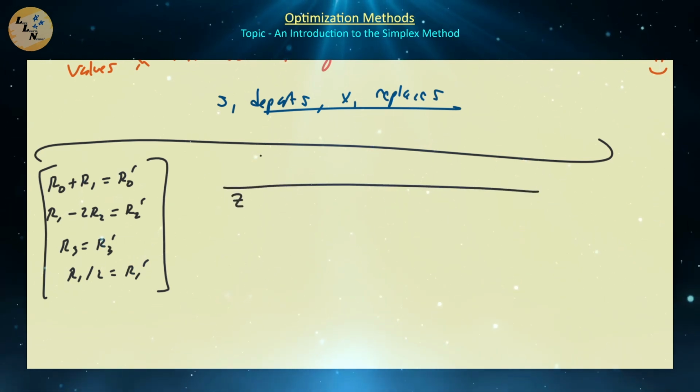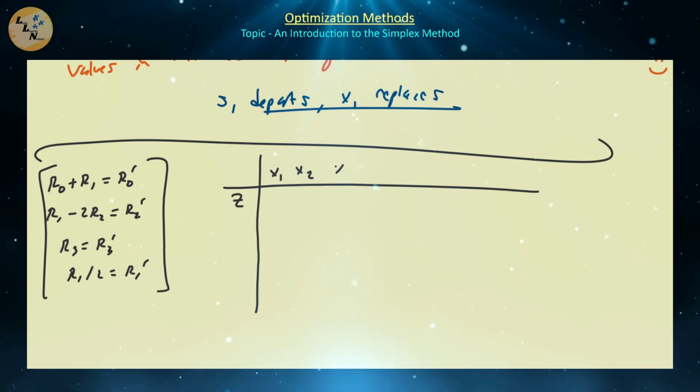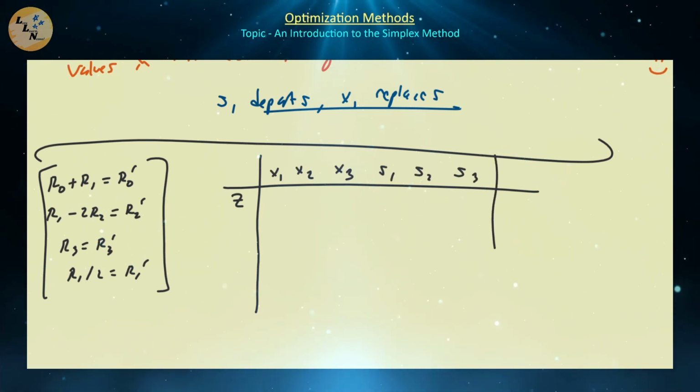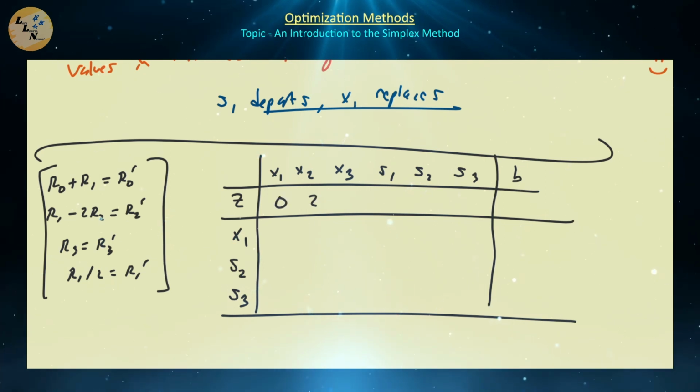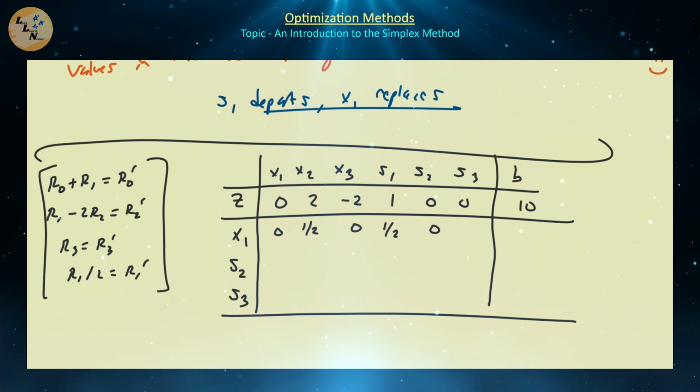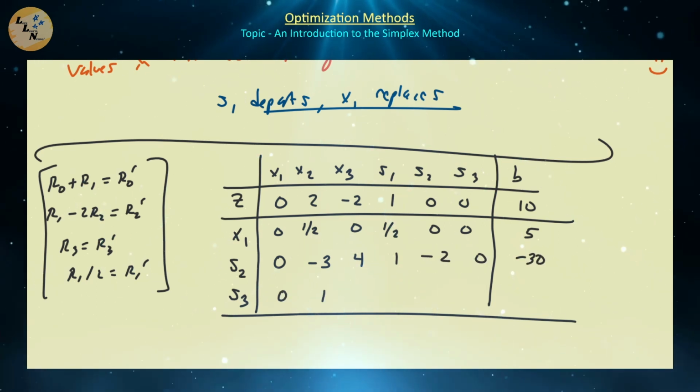So we're going to have z. Then we're going to have x1, x2, x3, s1, s2, s3, and b. And then our new basic variables are going to be x1 because x1 replaced s1, but we still have s2 and s3 here. All right, so we're going to have 0, 2, -2, 1, 0, 0, and 10, 0, 1 half, 0, 1 half, 0, 0, and 5. 0, minus 3, 4, 1, minus 2, 0, and minus 30, and then 0, 1, 2, 0, 0, 1, and 5. So that is our next tableau.